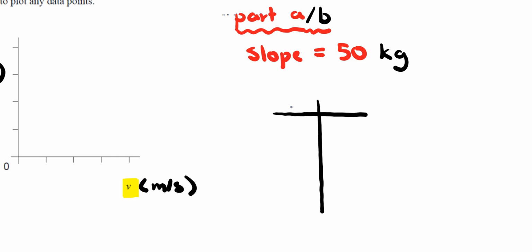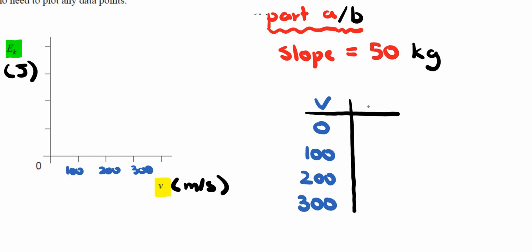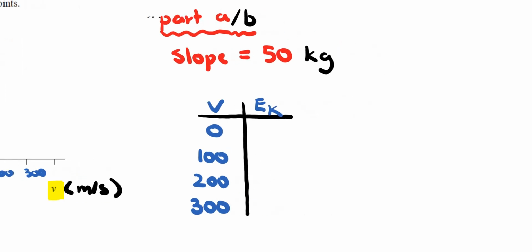Okay, and what we're going to do is put our velocity on the x-axis, and let's just go ahead and label this using the same numbers from the original graph. So when we're dealing with velocity, I believe we had numbers like 100, 200, and 300. So let's go ahead and put in 0, then 100, then 200, and then 300. And then let's go ahead and find our kinetic energy. So EK for kinetic energy.